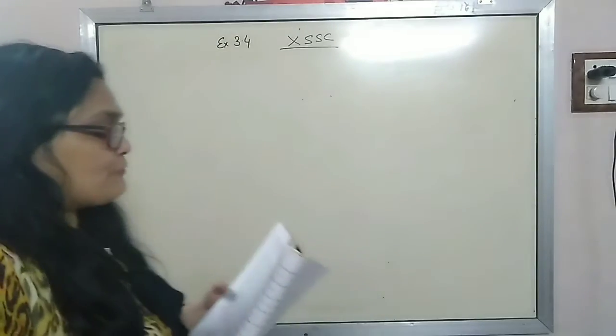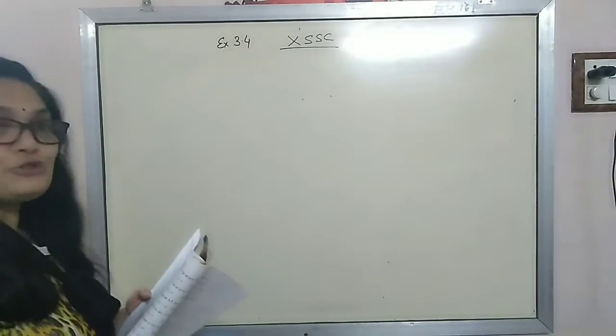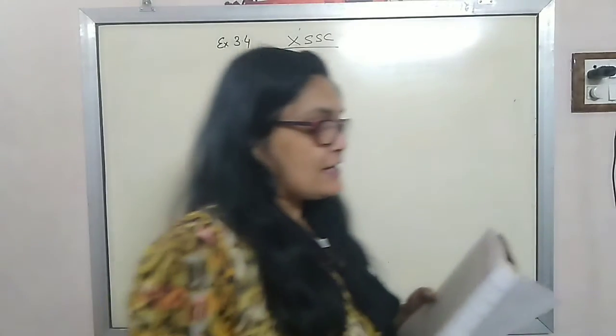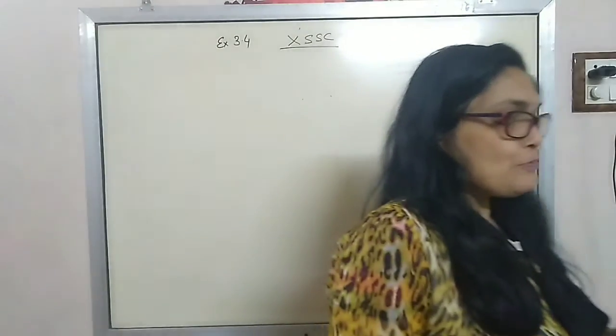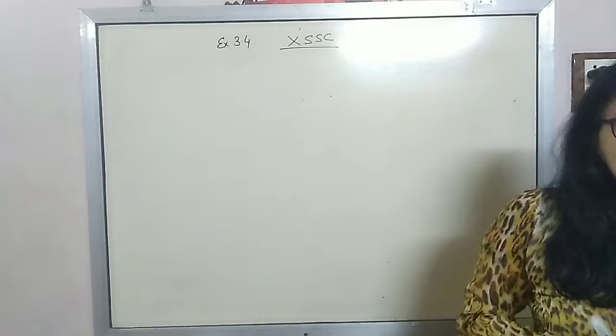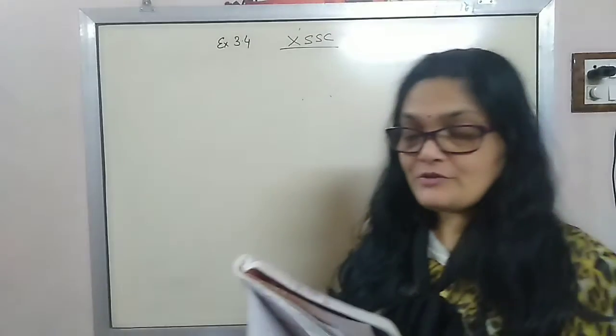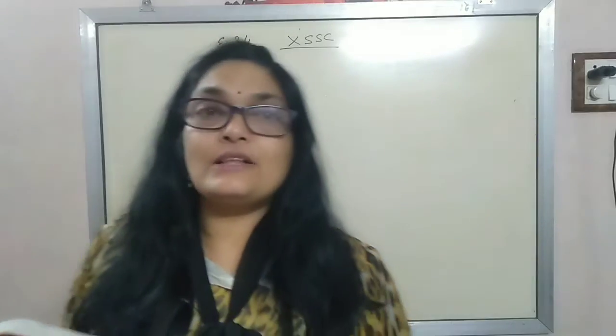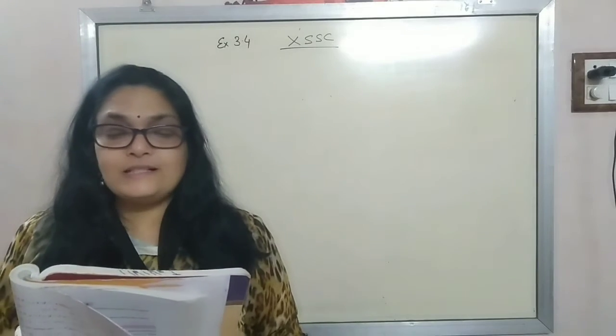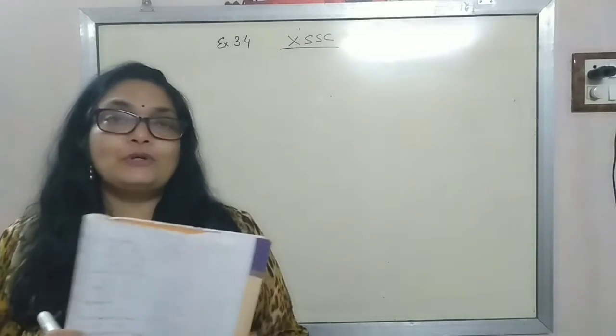you have to solve. The first sum: on 1st Jan 2016, Sanika decides to save rupees 10, rupees 11 on the second day, rupees 12 on the third day. If she decides to save like this, then on 31st December 2016, what would be her total savings?